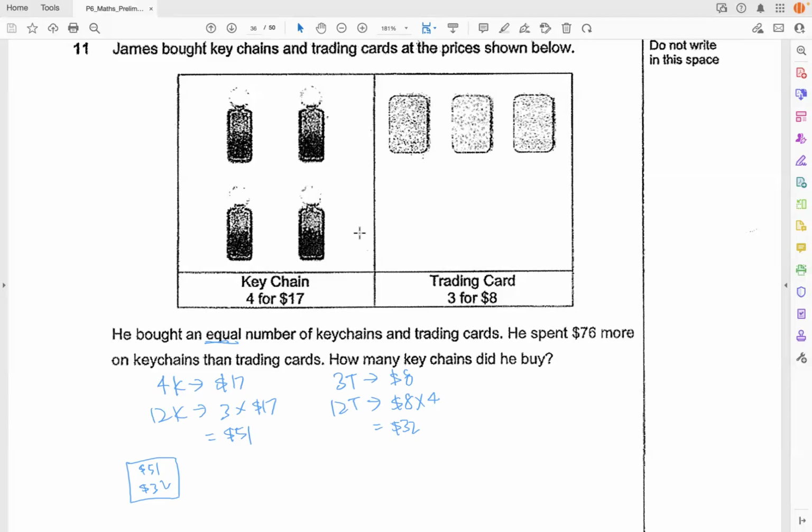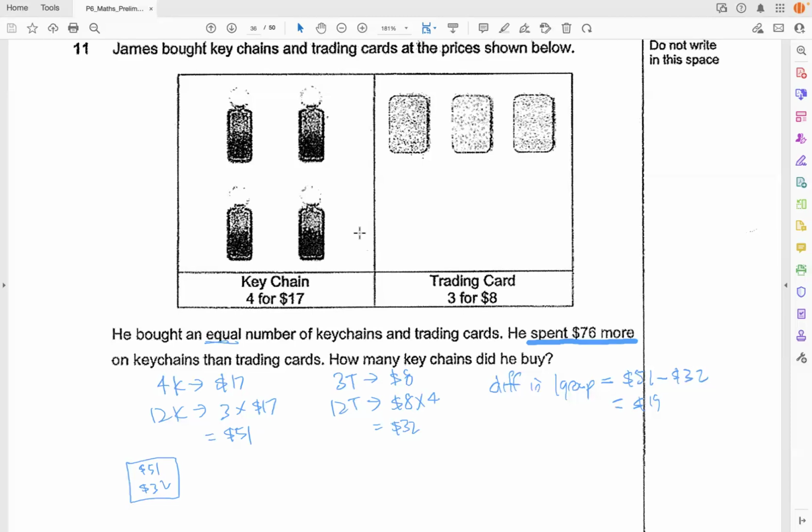Okay. Now, the question provides that he spends $76 more on the keychains than the trading cards. So in every group, he paid how much more for the keychain compared to the trading cards. Every group, I call it difference in one group. Difference in one group. In every group, James paid $19 more for the keychains than the trading cards. So every group, the difference is $19.